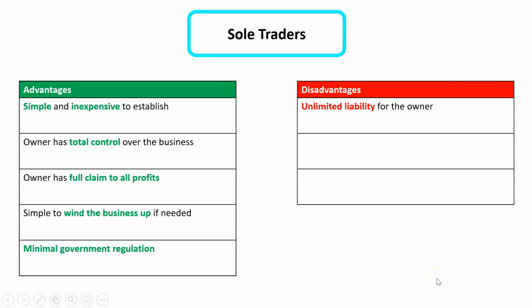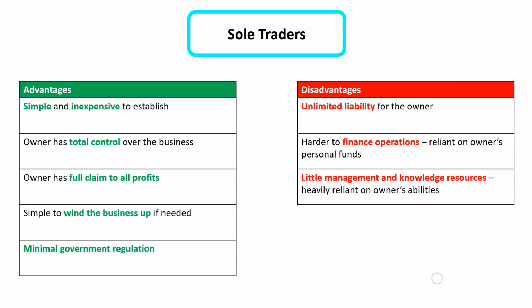What about the bad things? Well, yeah, you got that unlimited liability. That's a huge disadvantage. It's also really harder to finance the operations because it's basically relying on the owner's money or to borrow. And then little management knowledge and resources. It's heavily reliant on one person who might not be good at, say, marketing. They might be good at finance, and therefore the marketing of the business suffers.